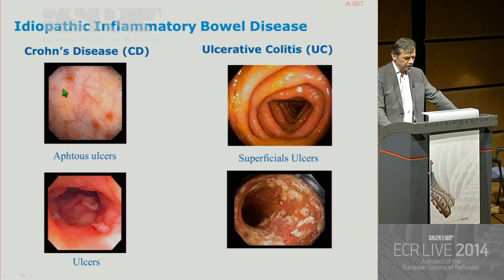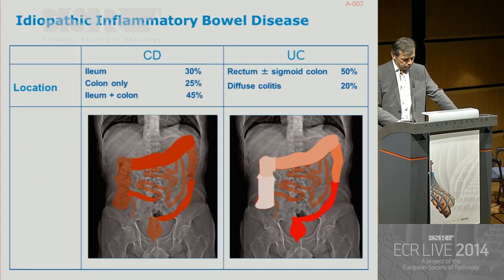Just to remind you that in Crohn's disease, at the beginning you have just superficial aphthous ulcers, but right after, the ulcers are gaining depth and are separated by normal mucosa. In ulcerative colitis, on the contrary, the ulcers are always superficial, and generally there is no skip area between the ulcers and the involved area.